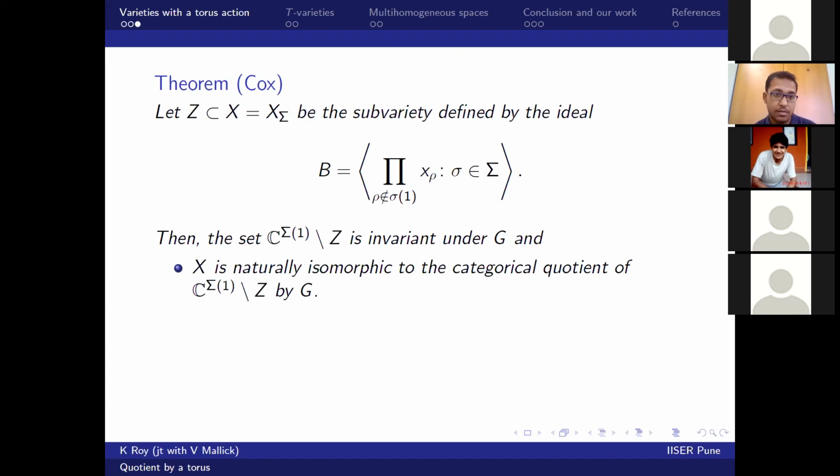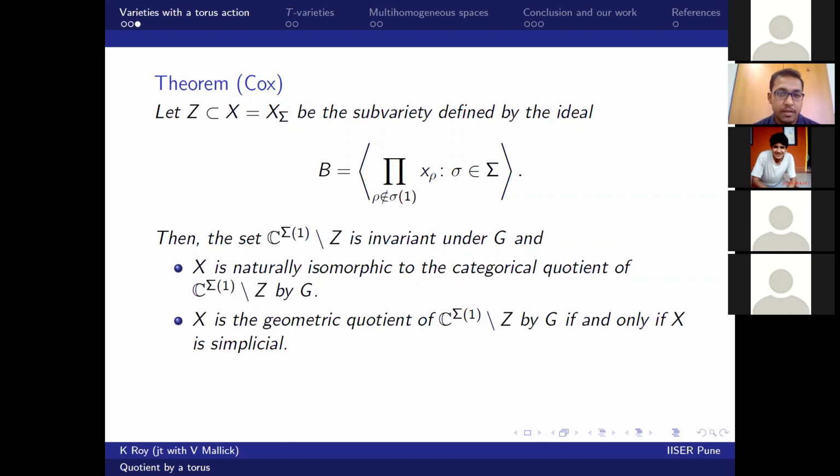And we have this thing that X is isomorphic to the categorical quotient of this open locus of C to the power sigma 1. So this means C to the power sigma 1, removing the locus Z. And one more thing is that this categorical quotient is isomorphic to X, and this categorical quotient is geometric if and only if X is simplicial. So it is work by David Cox.